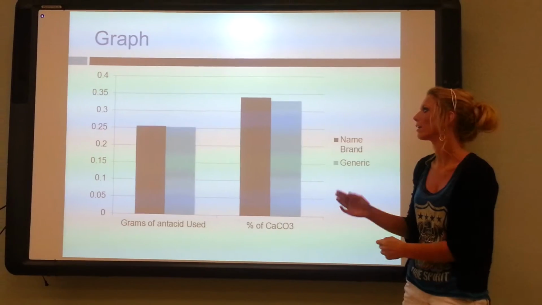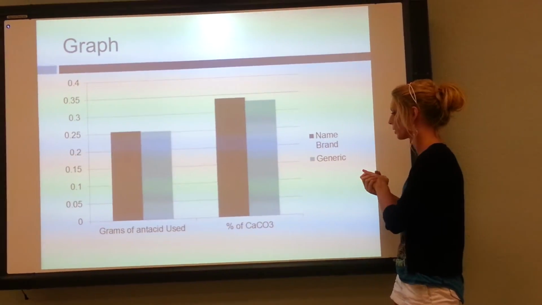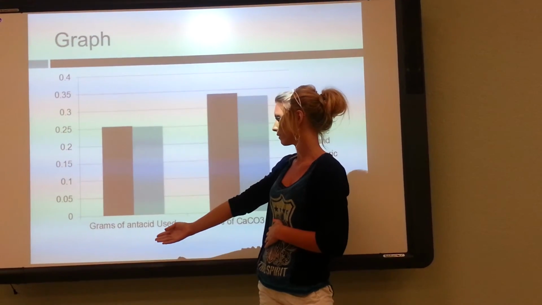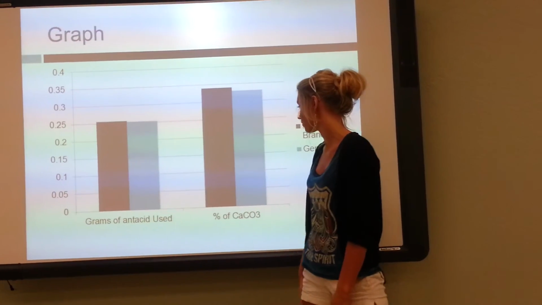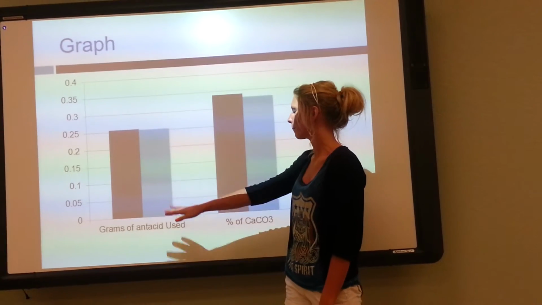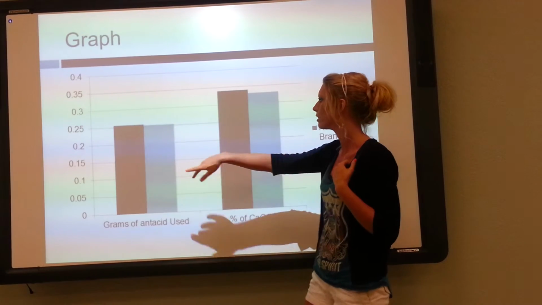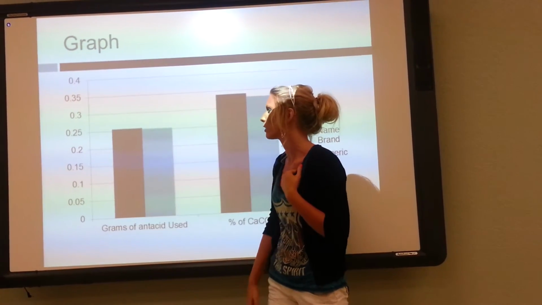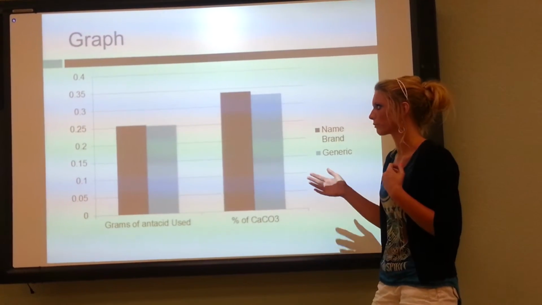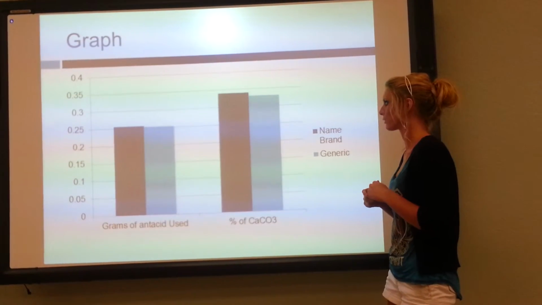Here we have a graph for you, showing the name brand, which is the dark blue, and the generic brand, which is the light blue. These are the comparisons of the grams of antacid used and the percent of CaCO3. You can tell that both graphs are very similar, or their numbers are quite similar. Right here it's slightly over 0.25%. Right here it's right around 0.33%, 0.34%. So they're very similar, and there's not a lot of difference between the two numbers.